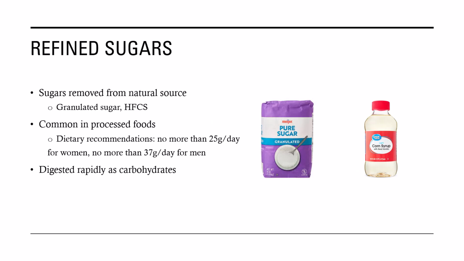All right, the next thing we're going to talk about is refined sugars. Refined sugars are simply sugars that are removed from their natural source. So this is practically all sugars that we used in baking, but two that we're going to really look at are granulated sugar and high fructose corn syrup. These are very common in nearly all processed foods. They work as a preservative, they work as a sweetener, and they're very, very easy to get. They're digested rapidly as carbohydrates, and it's recommended that you don't consume more than 25 grams a day for women and more than 37 grams a day for men.